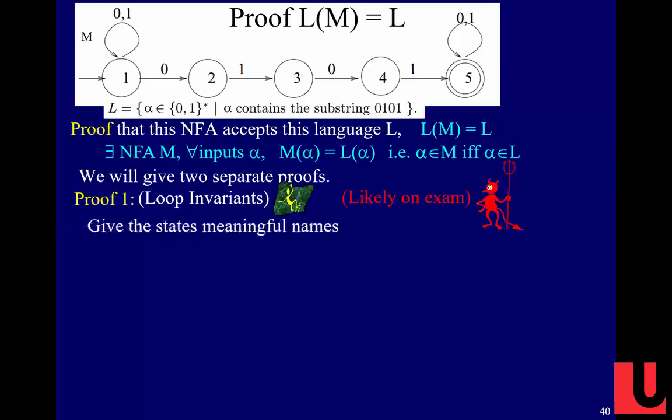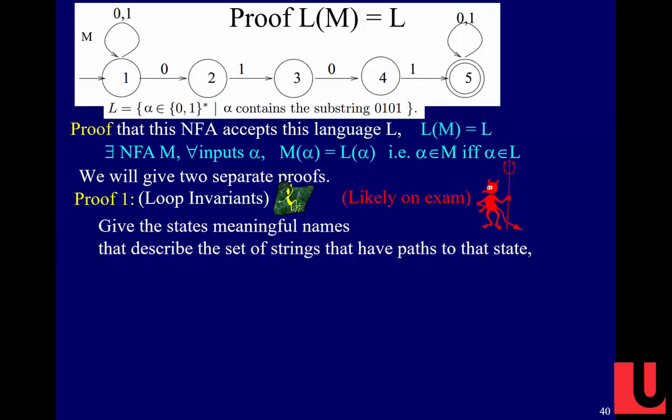It's going to be loop invariance, likely on the exam, that describes the set of strings. So we want to give names to the states, and the names are going to describe the set of strings that have a path to that state. It's kind of what the DFA knows when it's in the state. If I'm in some state, what do I know? I know I got there, so I know that it's one of the strings that has a path to the state. That's all I know.